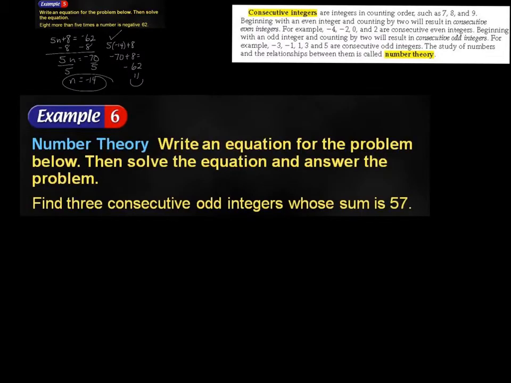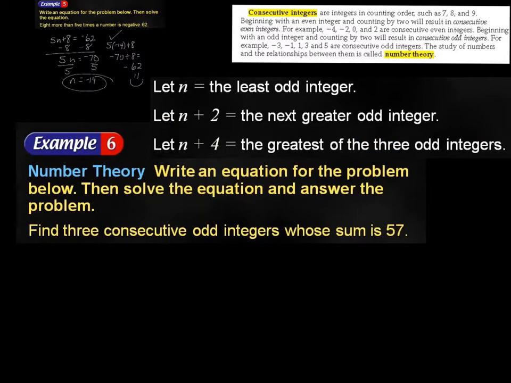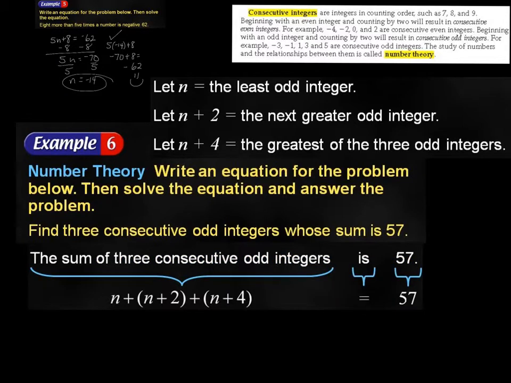For example 6, they ask us to write an equation for the problem, then solve the equation and answer the problem. Find 3 consecutive odd integers whose sum is 57. If we let n equal our least odd integer, the next one would be n plus 2, and then n plus 4 for the greatest of the 3 integers. They ask us to find the sum of 3 consecutive odd integers, so it would be n plus 2 plus n plus 4, whose sum is always means equals 57.